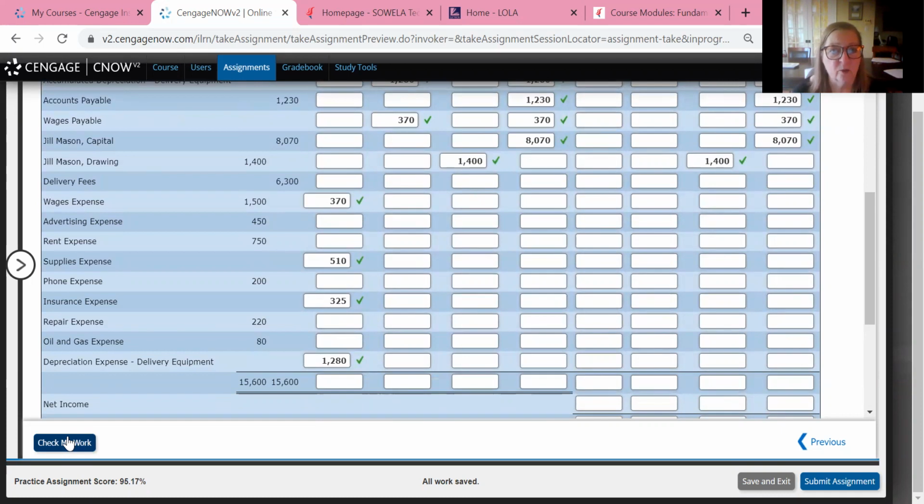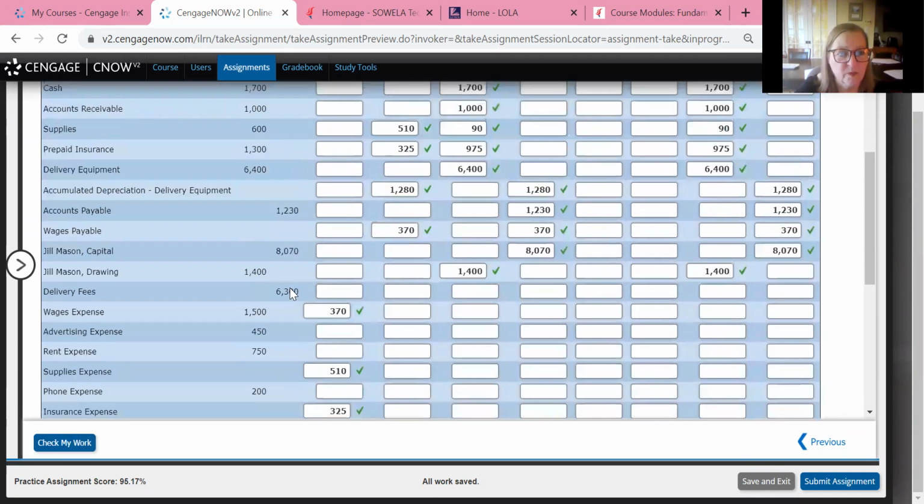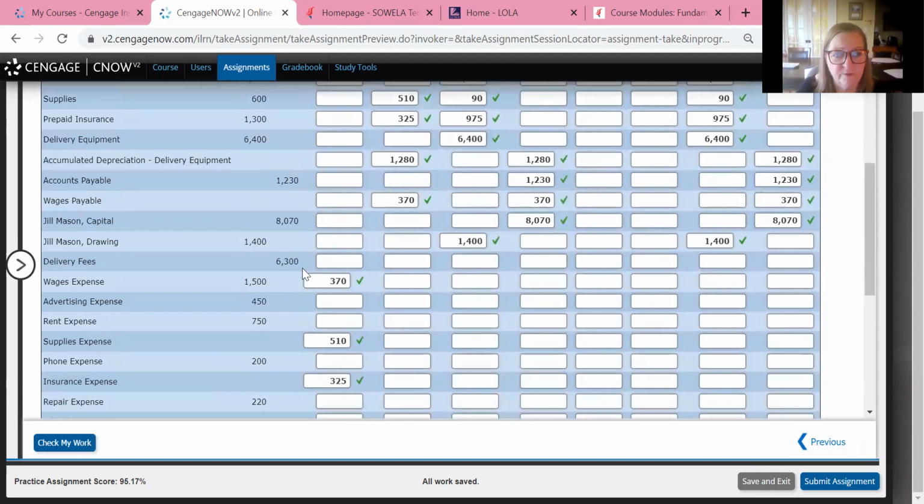We are down now ready to deal with the income statement accounts. We have a credit to delivery, 6,300. We didn't make an adjustment to it, so we're going to go ahead and put a 6,300 credit, and it's going to be moving to the income statement as a credit. And then the wage expense, it was 1,500. We added 370 more, so now it's 1,870. And that's an expense on the income statement, which is a debit.